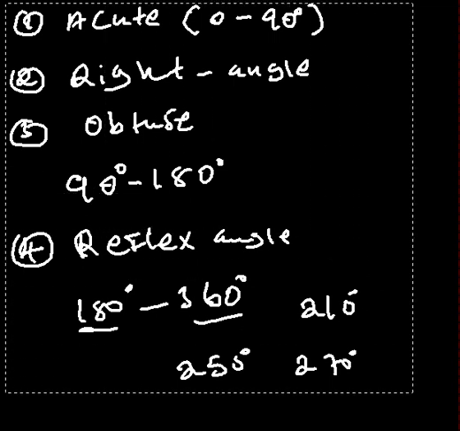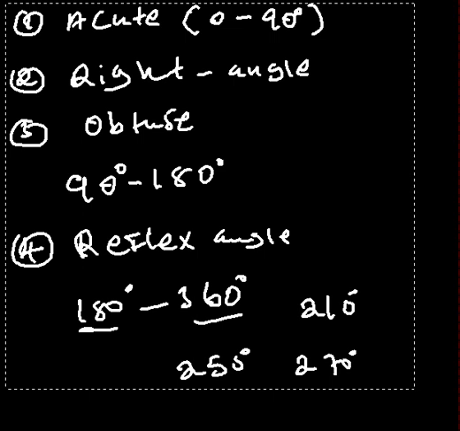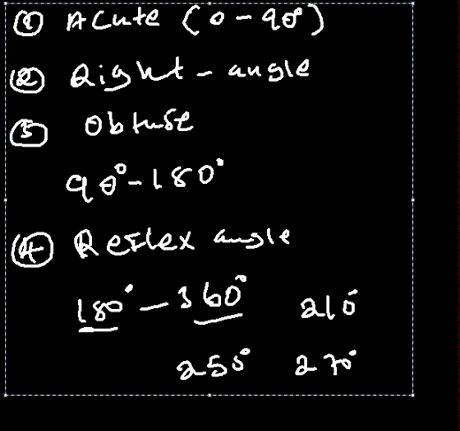So what is the point of reference? Whenever we are drawing angles, the point of reference is the actual circle. And basically the angle of a circle is given as 360 degrees. That is the angle of a circle.